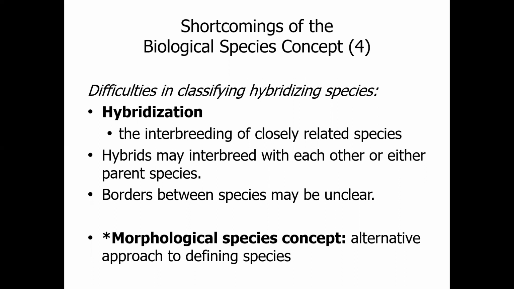One way we try to combat this is with what's called the morphological species concept. With the morphological species concept, we are now basing species on physical features, things like body shape, body structure, bone structure, things of that nature to classify things instead of just who can breed with who.